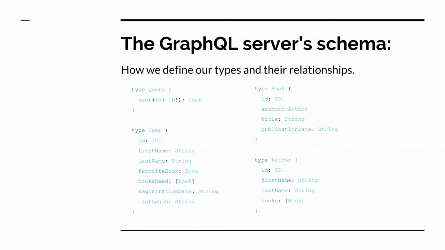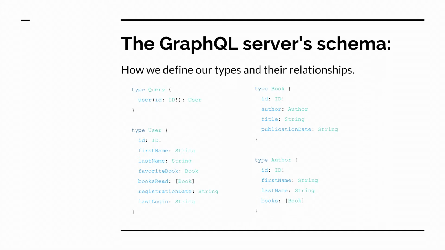We have a user type that has an ID, first name, last name, and favorite book. The favorite book here is a book type, which is defined over there. We have books that they've read, which is a list of, again, books. We have registration date, which is just a string, and last login, which is just a string. We have our book type: ID, author, author type, a title, which is a string, a publication date, which is just a string, and we have our author type, which has an ID, first name, last name, and the books that they've written. With everything that I have right here, I can describe almost infinite permutations of different queries that the client might ask for just by having the schema and having those relationships well defined.